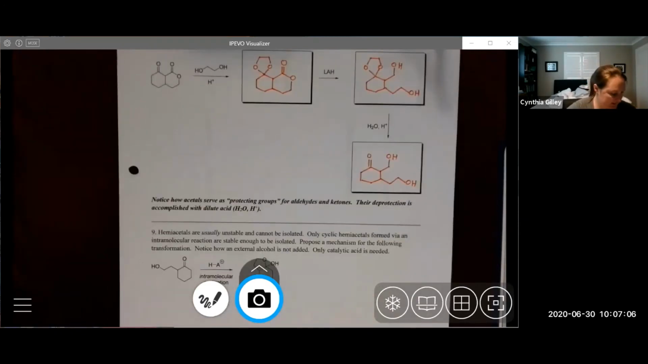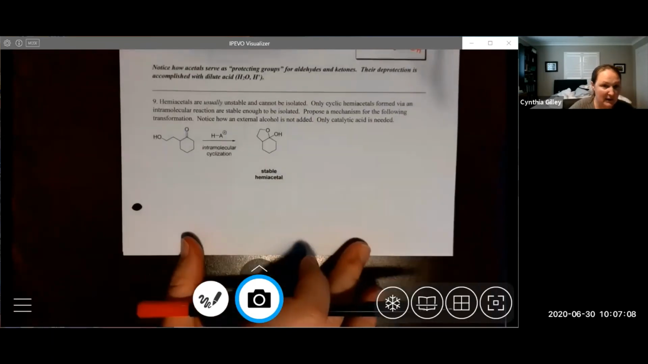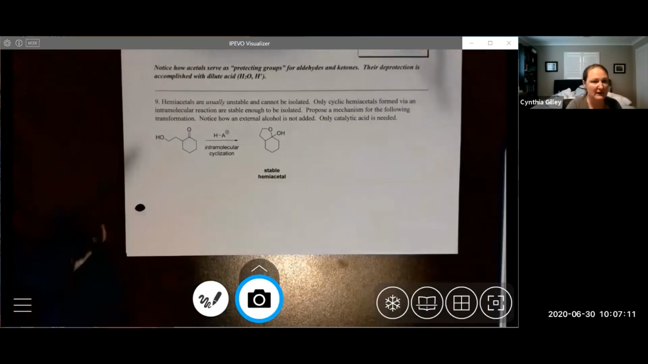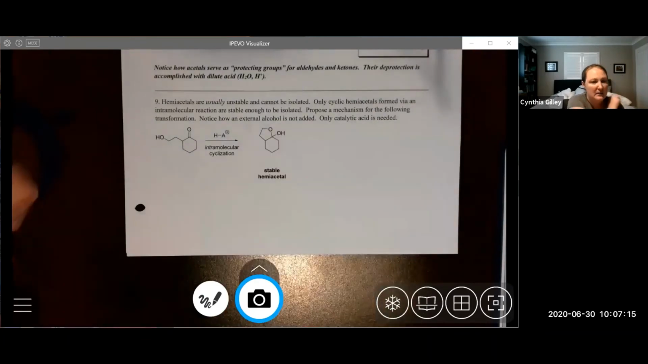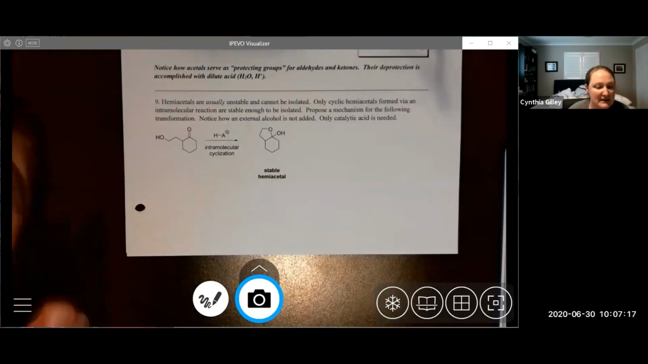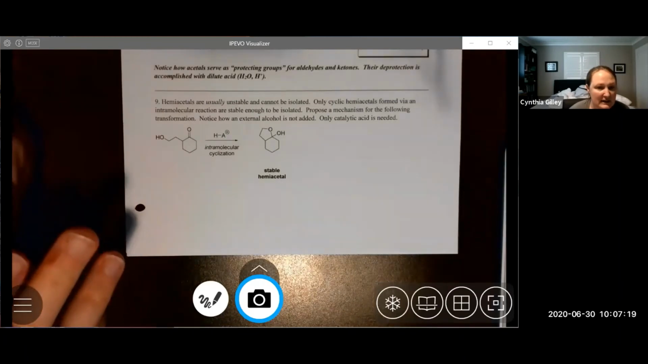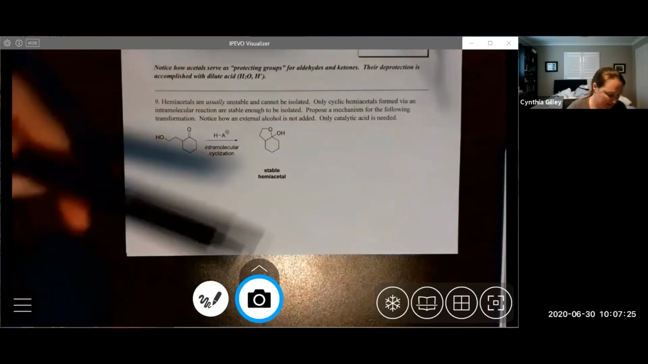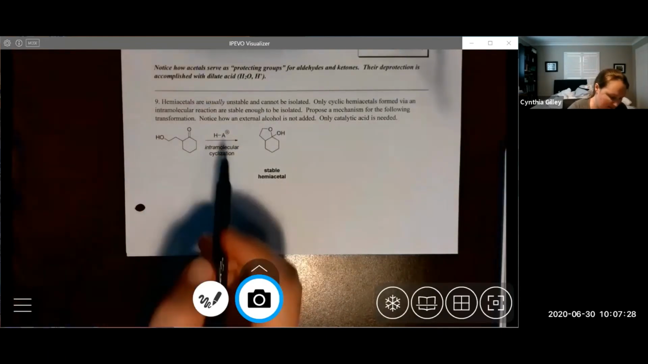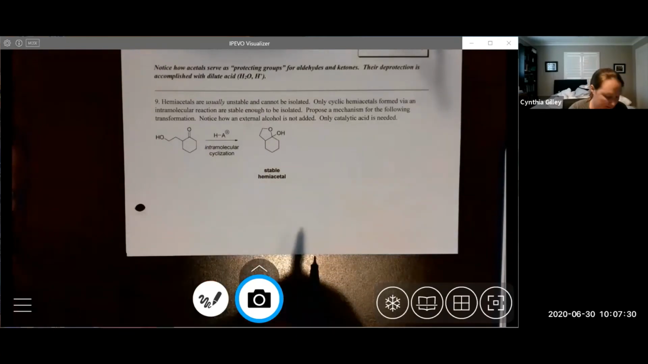Okay, so now we're talking about the fact that normally we would continue to react after the hemiacetal. But in this particular case, because it's cyclic, it's much more stable than an acyclic hemiacetal. Right? So those often form and stay that way. So let's draw the mechanism for how we would form a cyclic hemiacetal.